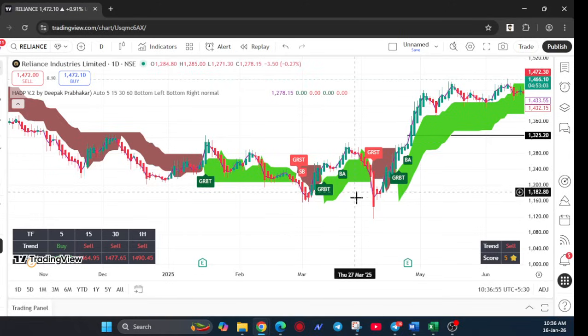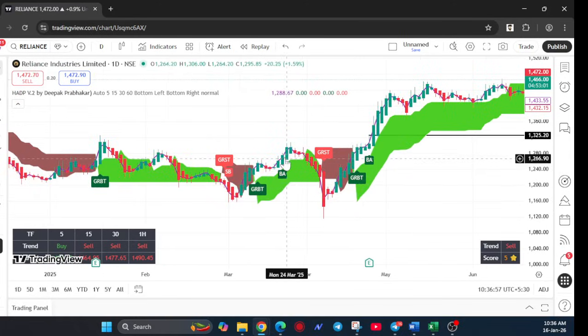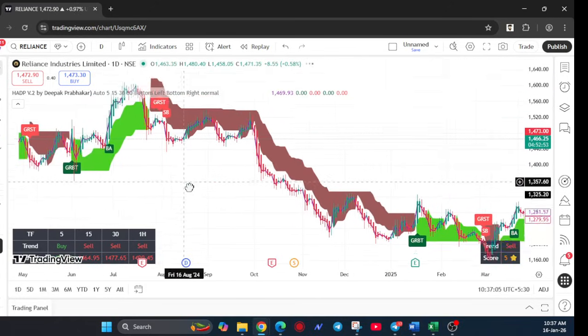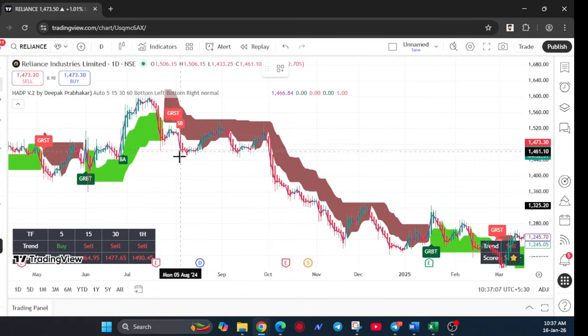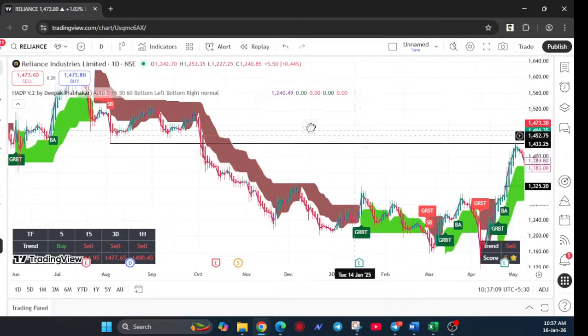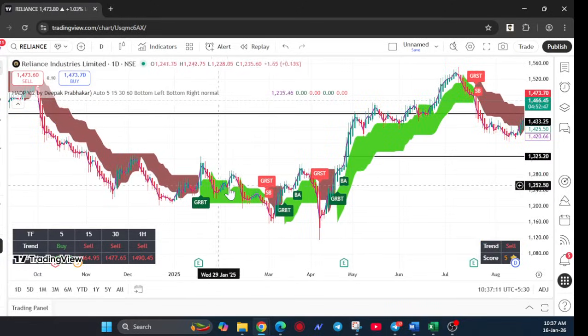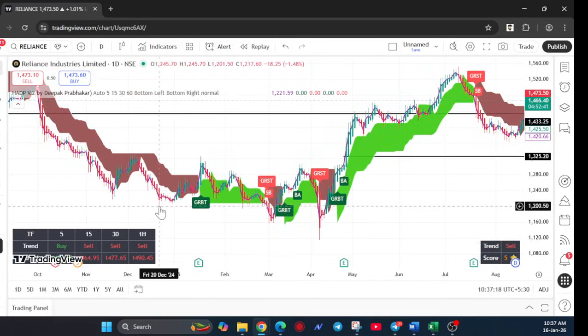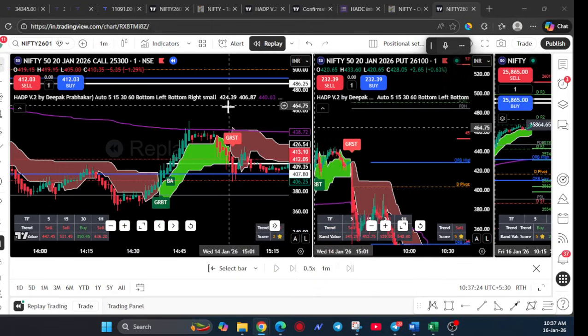You can see here once it gave a buy and it gave an exit immediately here. Again it gave a buy here and then it started to move. See here sell below on Reliance got triggered here at 1433 and the first GRBT came here. So it fell till 1201, 200 plus points. So this can be used for swing trading as well.